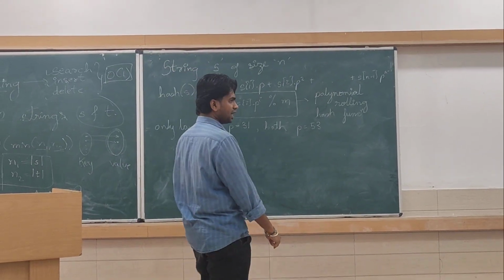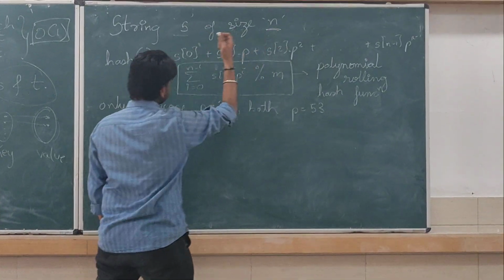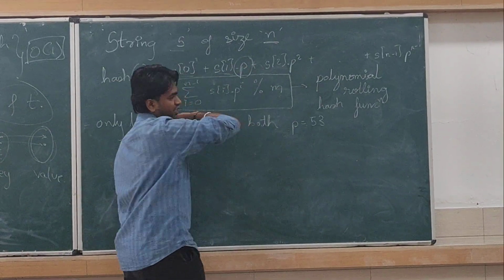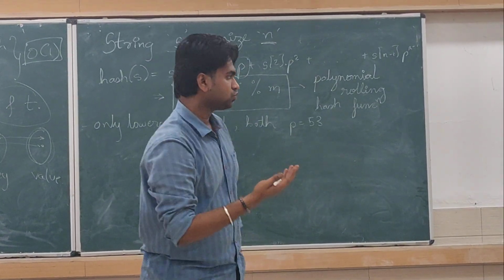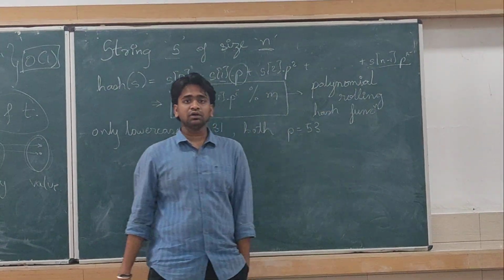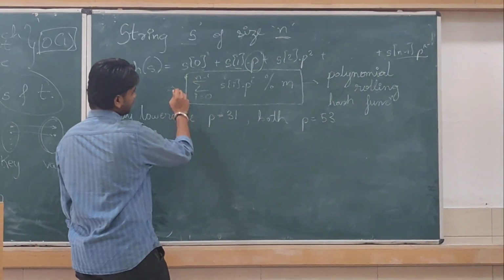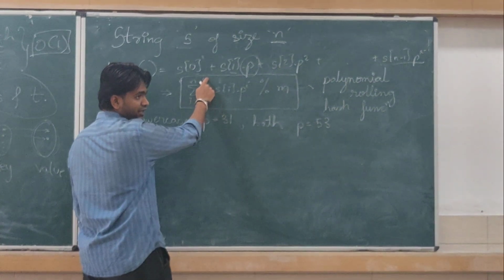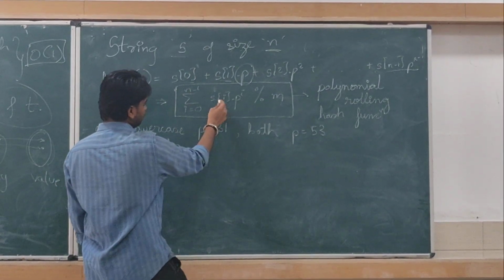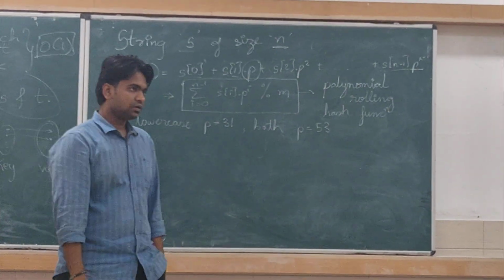Let's see the most standard hashing function, right? Assume that string s is of size n. So the hash function we calculate as s[0] plus s[1] into p, where p is a prime number, plus s[2] into p squared, and so on until s[n-1] into p to the power n-1. So this is what the hash function looks like: the summation for i equal to 0 until n-1, the size of the string, of s[i] into p^i, mod m.